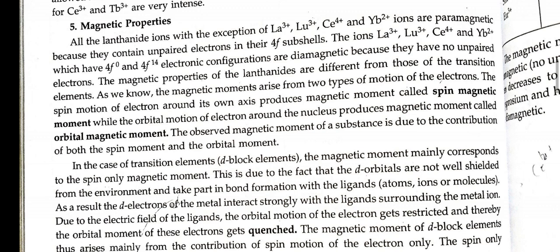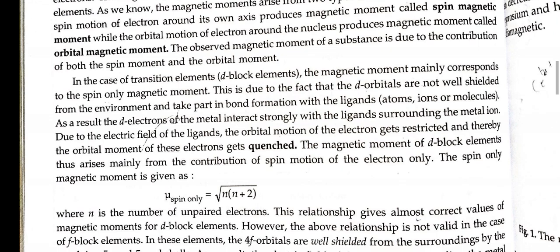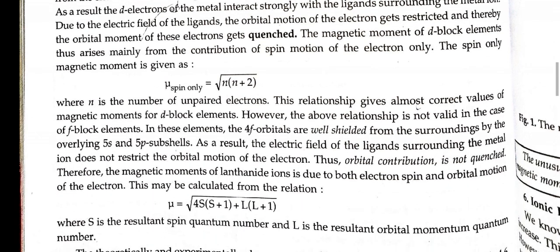As a result, the d electron of the metal interacts strongly with the ligands surrounding the metal ions. Due to the electric field of the ligands, the orbital motion of the electron gets restricted, and thereby the orbital moment of these electrons gets quenched. The magnetic moment of d block elements thus arises mainly from the contribution of spin motion of the electron only.